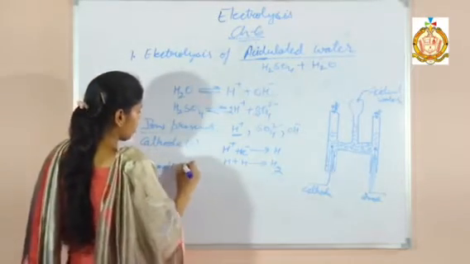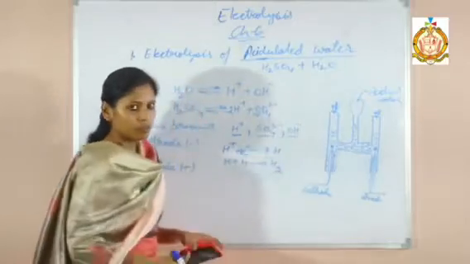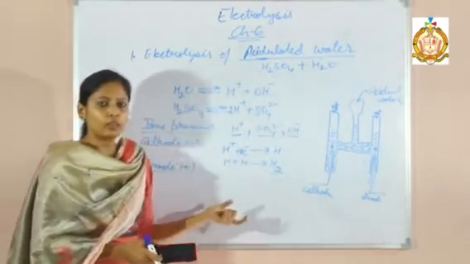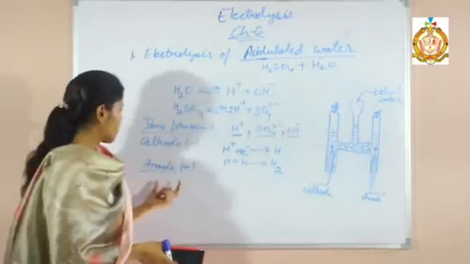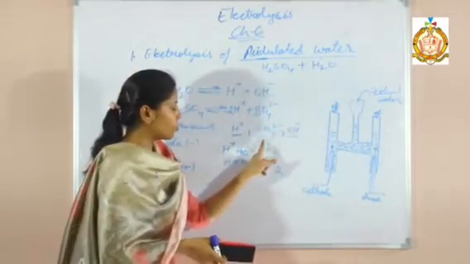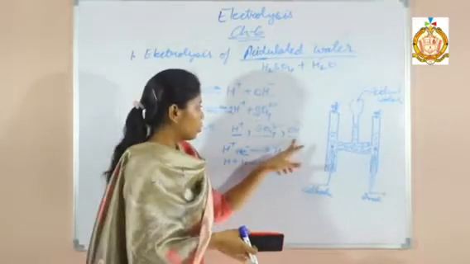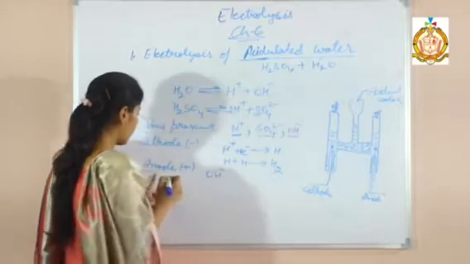Then next one is anode. Anode is positively charged. So here two anions are there, SO4 2 negative and OH negative. Now use the electrochemical series and select which will discharge at anode. Which was having lower position in the electrochemical series? OH negative. So OH negative will discharge at anode.